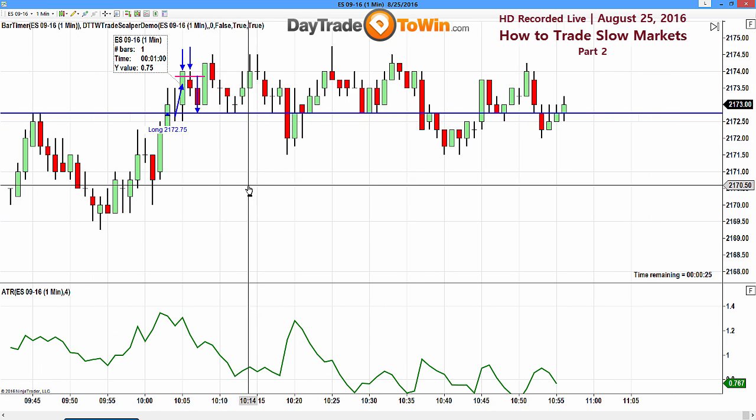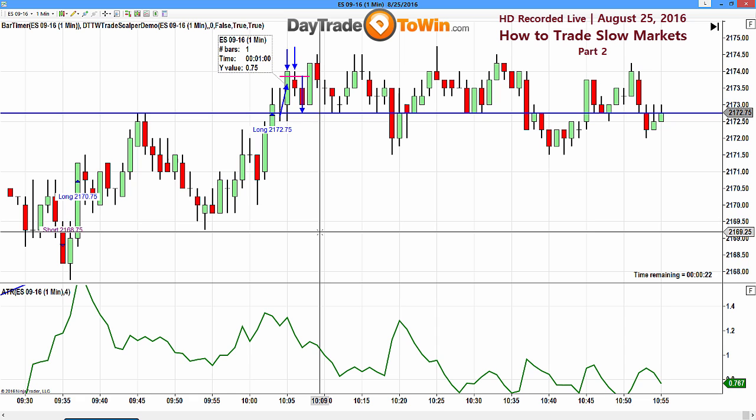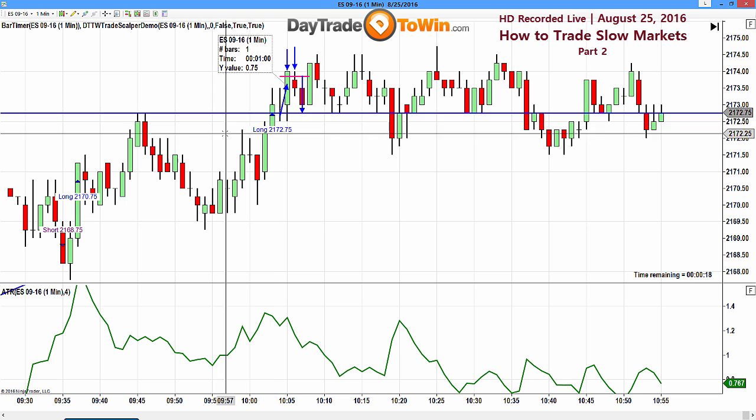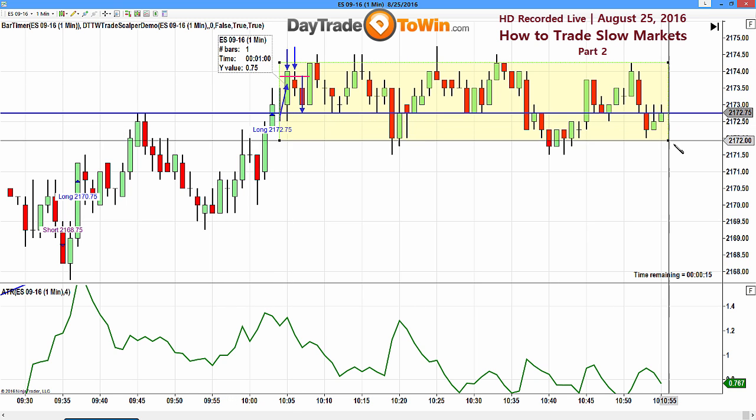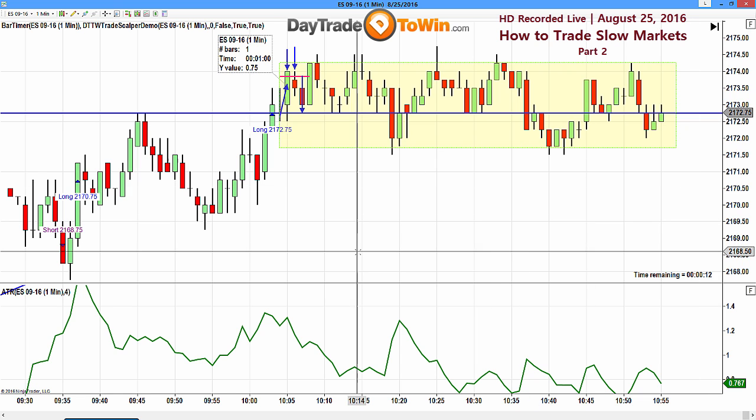Nothing. Nothing whatsoever. And again, with the trade scalper method, if it doesn't set up properly, then there's no signal. So you see how the market is in a chop? There's no signals because it realizes this is not an optimal time to trade.